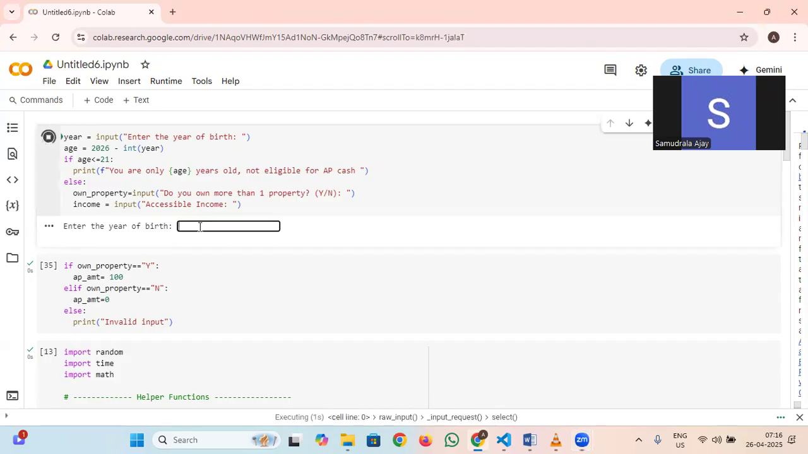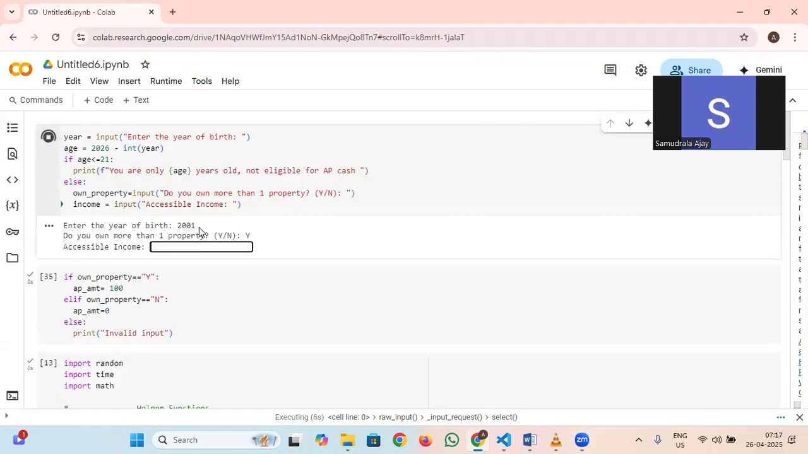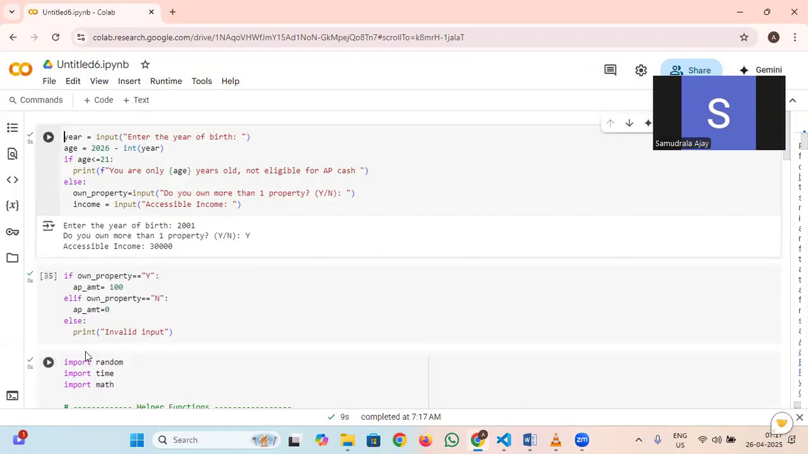We are entering the year of birth, then the number of properties, and an amount of 30,000. Based on the response, we assign the amount API amount 100 if they own multiple properties, or zero if not. These small logic blocks mimic real-world pre-checks that might run before launching heavy computations like this.